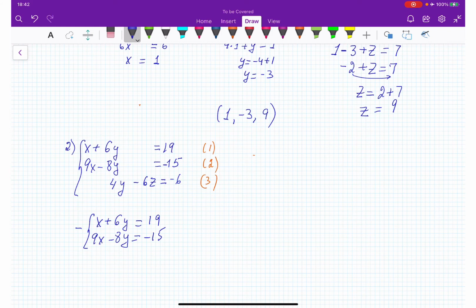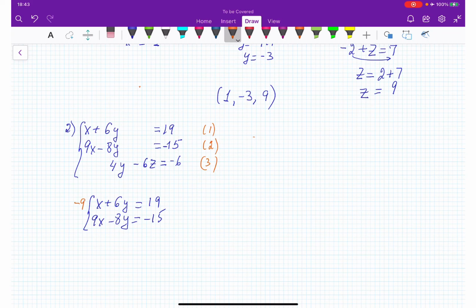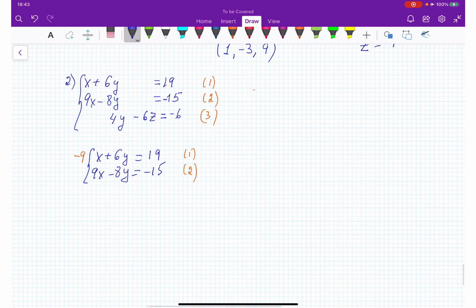What do I have to do here to be able to add them? First of all, I have to bring them to the level where I can cancel them. So 6 and 8, I have to bring to 24, or x multiplied by negative 9. Yeah. We want to get rid of x, right? So we are going to get, this is 1 and this is 2. So what are we going to get?